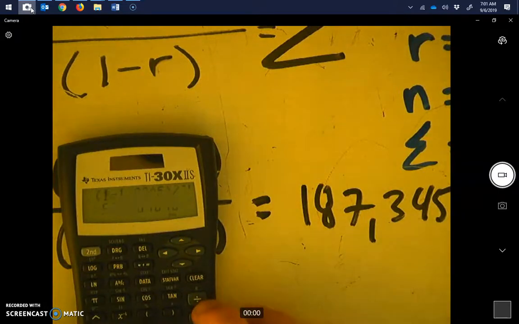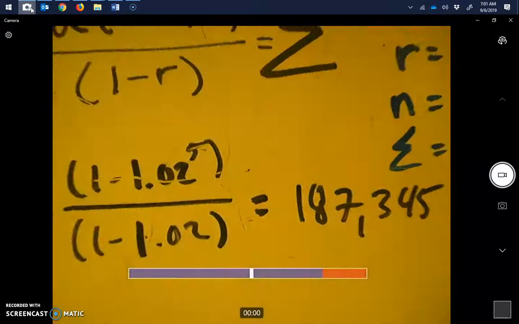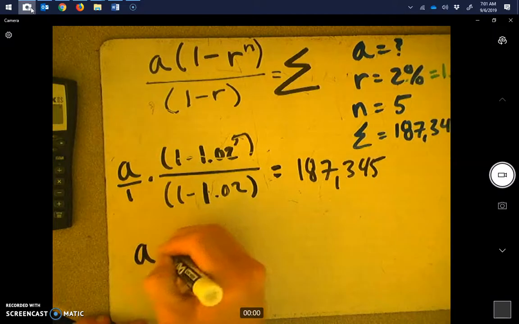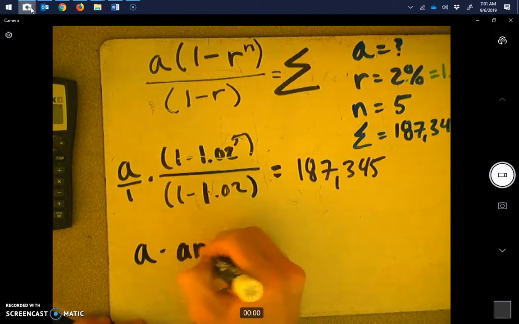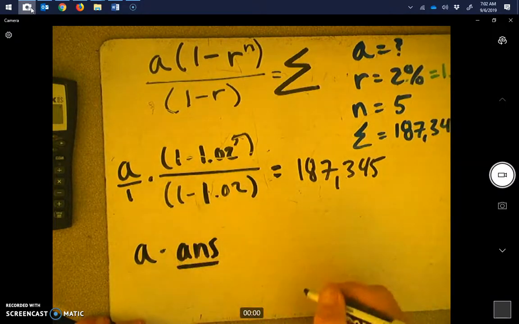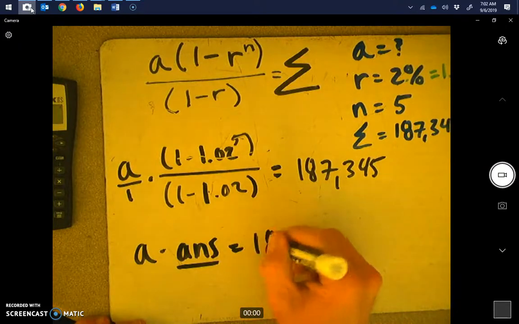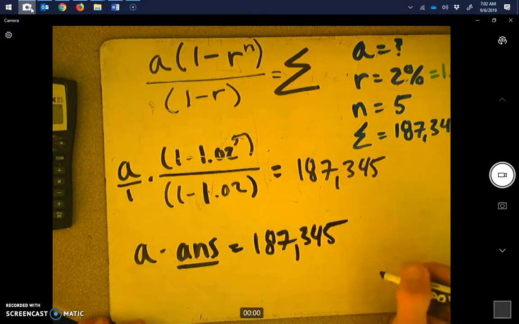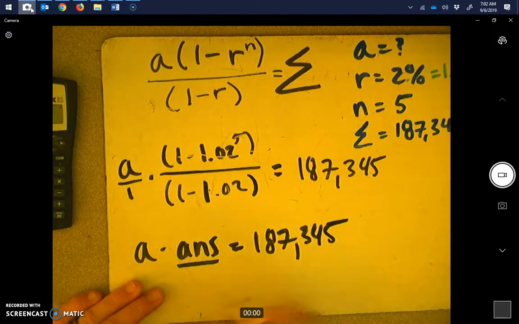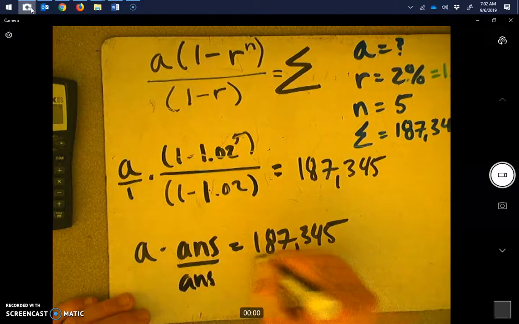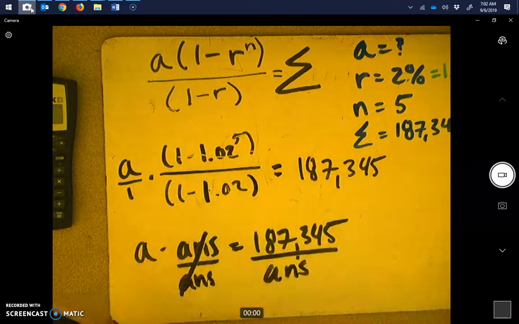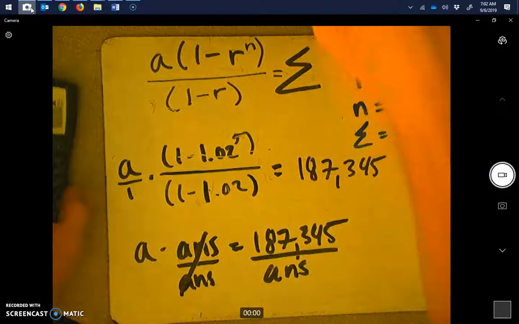So then I'm going to type in 187,345. So what I'm doing right now, I'll show you. So we have a number, well, A's are unknown. Then we have our answer, ANS to represent answer. I'll underline it. Equals 187,345. So if we want to get A by itself, we have to divide both sides by answer, so that these cancel out. And now A will equal what is over here.